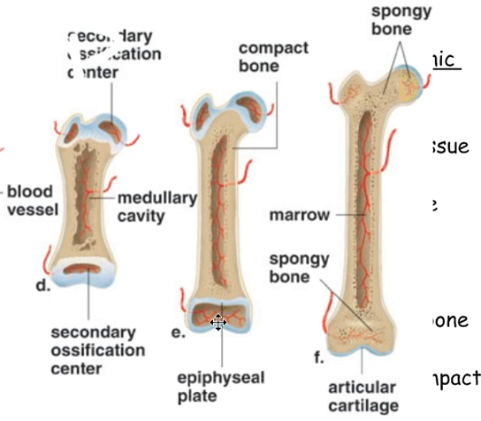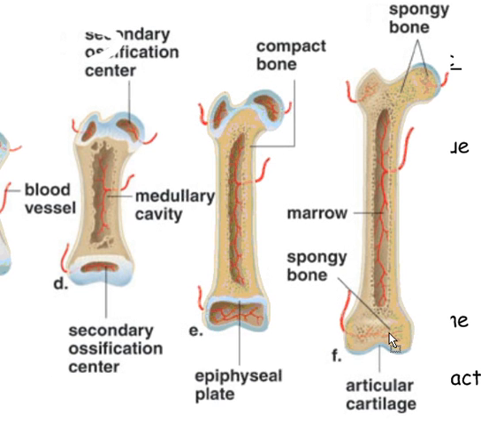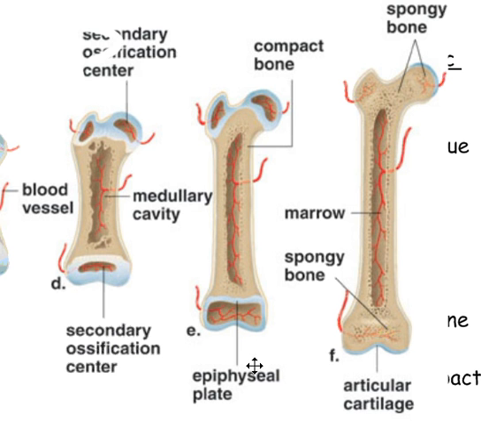Limbs will keep increasing in length and width as long as this plate is present. What regulates it? The presence of hormones. Once the epiphyseal plate is completely gone, then you end up having mature bone, and that's as large or as long and as wide as the bone is going to become.